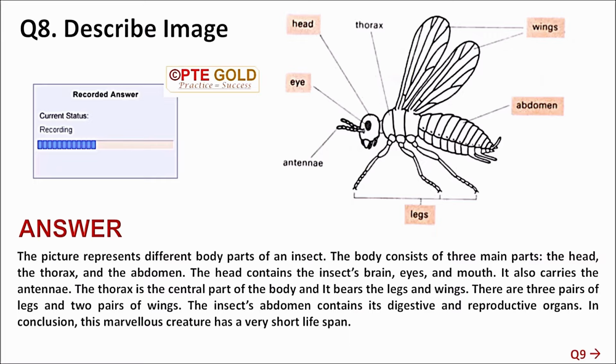The thorax is the central part of the body, and it bears the legs and wings. There are three pairs of legs and two pairs of wings. The insect's abdomen.